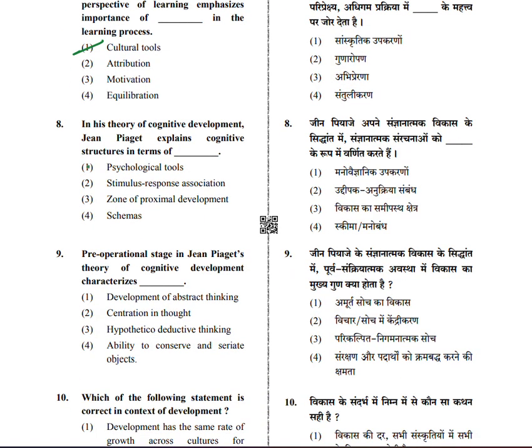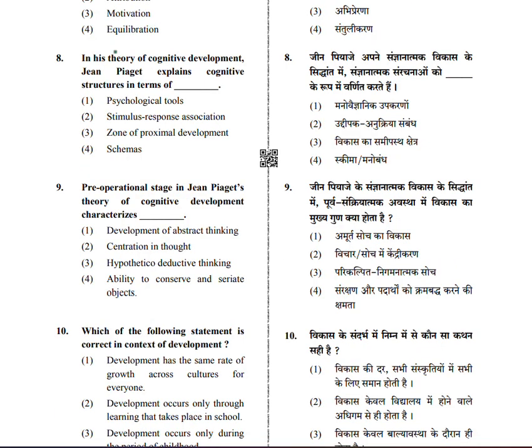Next one, eighth question. In his theory of cognitive development, Jean Piaget explains cognitive structures in terms of what? There are four options: psychological tools, stimulus response association, zone of proximal development and schemas. According to Piaget, individuals use fundamental processes like assimilation and accommodation to achieve a state of balance with their environment. These processes involve existing cognitive structures, which are termed schemas. So the fourth option is the right answer.